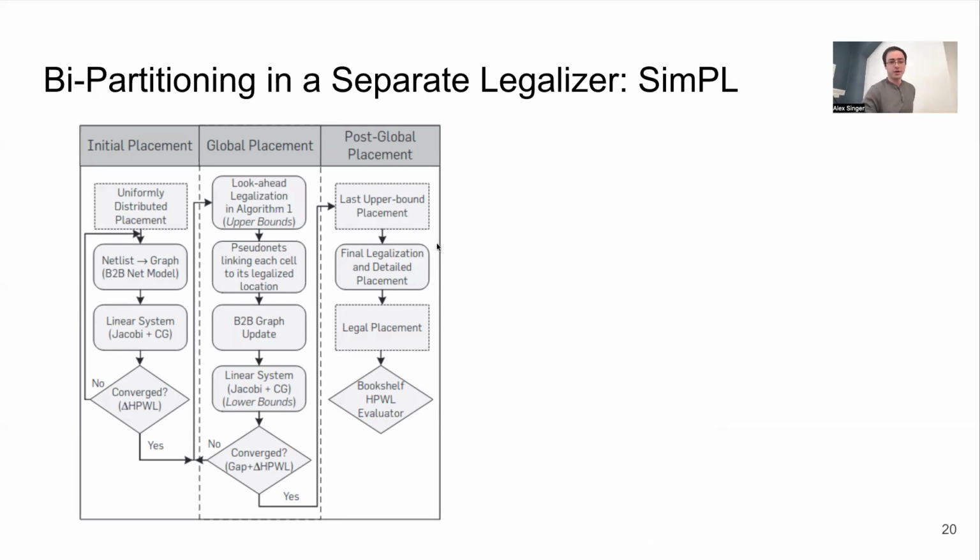We have a uniformly distributed placement, just put the blocks wherever. We then create our bound-to-bound net model, which we talked about a little bit in, I think, a previous talk. And then they solve this using conjugate gradient.